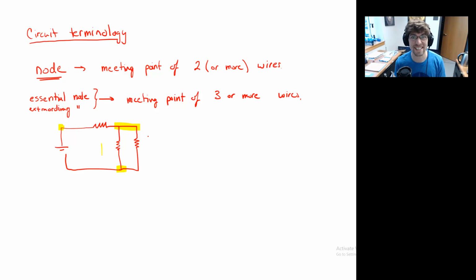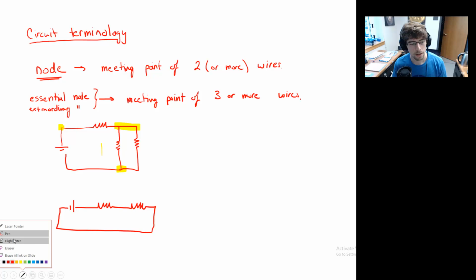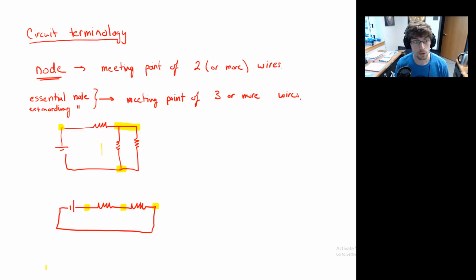You say, well, why the distinction? Imagine for a moment that you have a slightly simpler circuit. Let's say you have a battery, one resistor, a second resistor, and it goes back to the battery. Technically, what we have here is one node somewhere in that line connecting the battery and the first resistor. We have a second node connecting the first resistor and the second resistor. And then a third node connecting the second resistor back to the battery. So technically, in this bottom figure, we have three nodes. But you'll notice that we have 0 essential nodes.